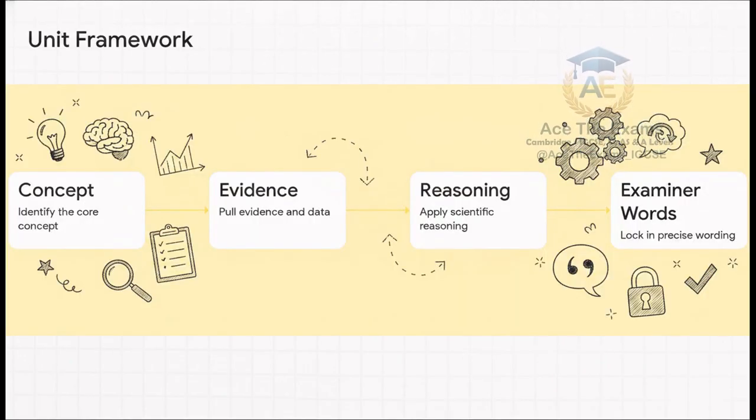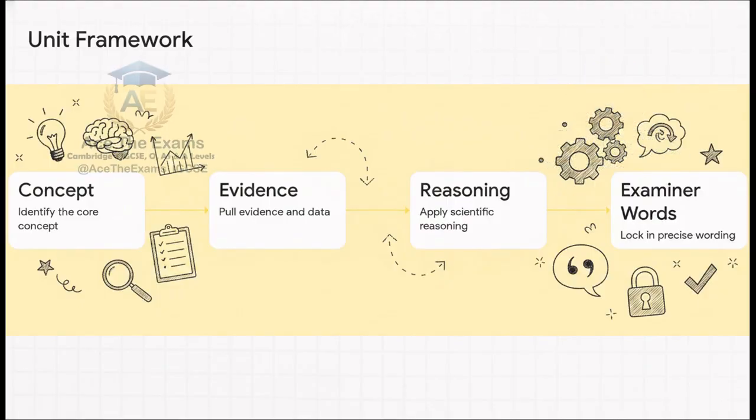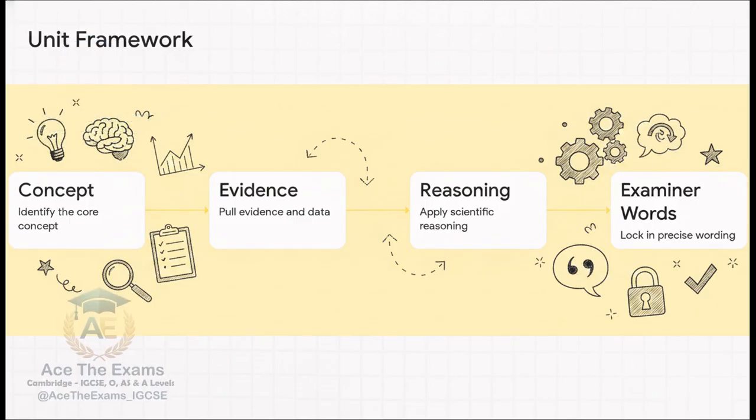To guarantee top marks and completely dodge those 0-mark traps, you need to apply this 4-step unit consistency framework to literally every single calculation. Step 1, identify the concept. 2, pull your evidence and data. 3, apply your scientific reasoning. And 4, lock it all in with precise examiner wording. Let me show you exactly how this plays out.